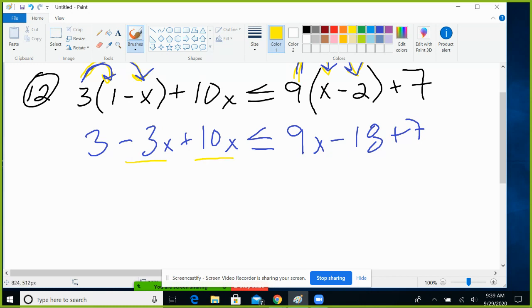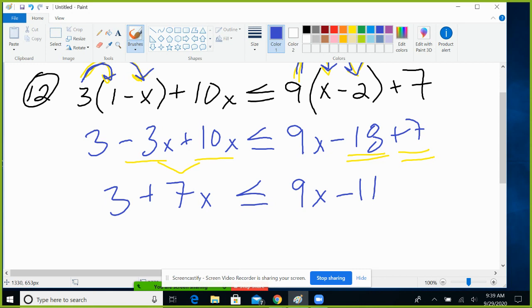Nice, exactly right. I combine my like terms. So I combine the terms that are on the same side of the equality or inequality. So I have 3 and negative 3x and plus 10x leaves me with plus 7x is less than or equal to 9x minus 11. 9x minus 11.